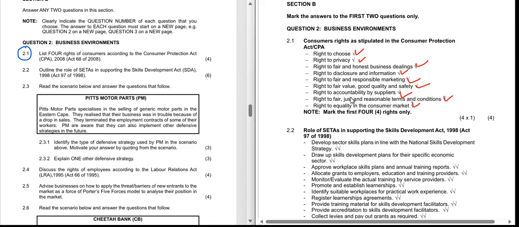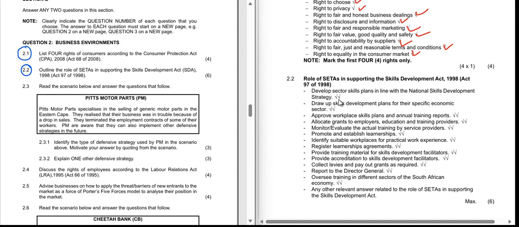Let's look at 2.2 and the role of SETAs in supporting the Skills Development Act, SDA. Okay, so let's look at their role here. So normally their role is to manage and organize training of the training companies, the companies that are going to train employees. So they are responsible for making sure that they are legit companies and to make sure that everything is done properly.